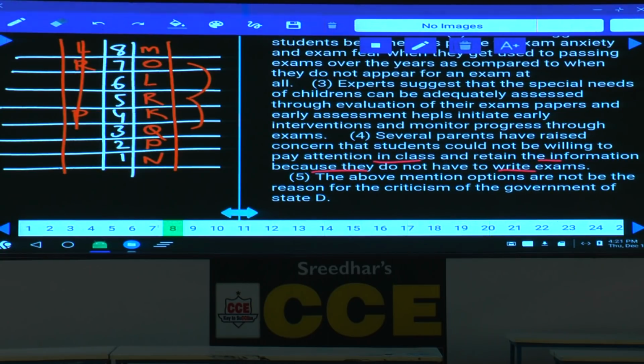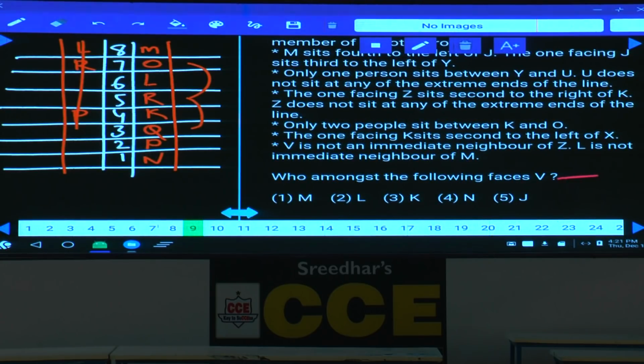Then the fifth one: the above-mentioned options are not the reason for the criticism, isn't it? All the remaining are the reasons. Hence, what is your answer here? Choice: none of these is the reason. Clear? All these are the reasons why the government has been criticized. The above-mentioned options are the reasons for the criticism of the government of state D. Clear now? Then question number 9.